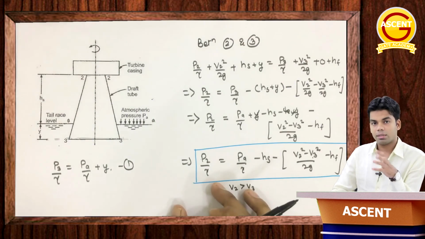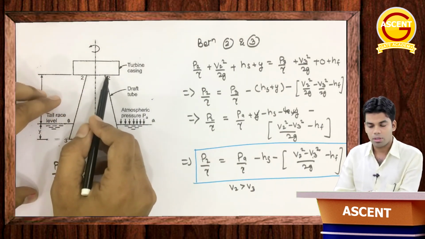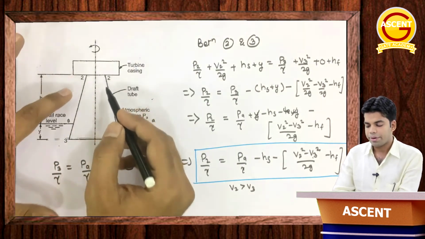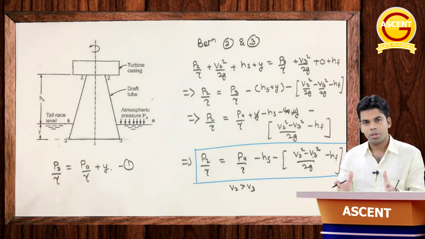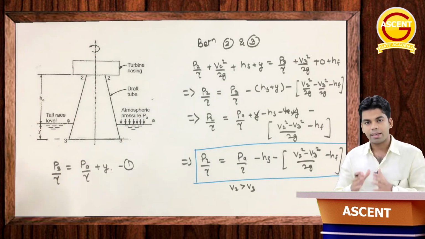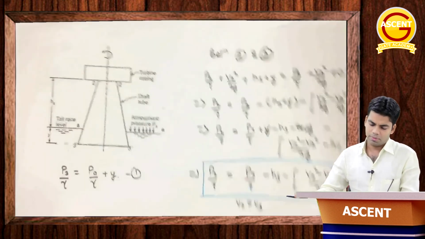And this is the reason why we are using the draft tube, because we are getting vacuum pressure at this point. We use the draft tube so that the pressure should be equal to the atmospheric pressure, and that's why we are diverging the section, so as to reduce the velocity and increase the pressure, and finally the pressure will be equal to the atmospheric pressure. So this is how the draft tube works, as I told you.